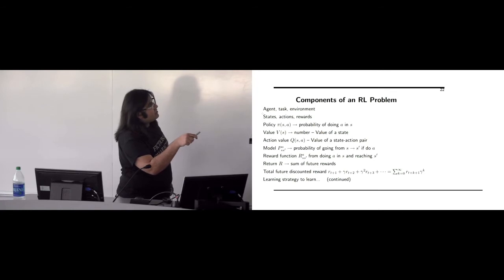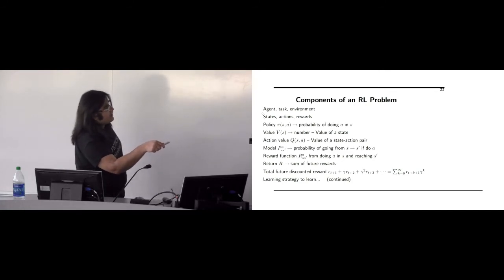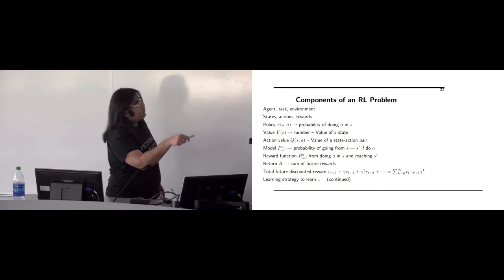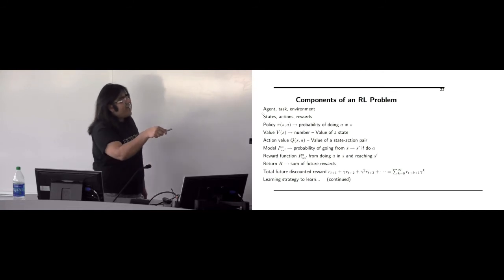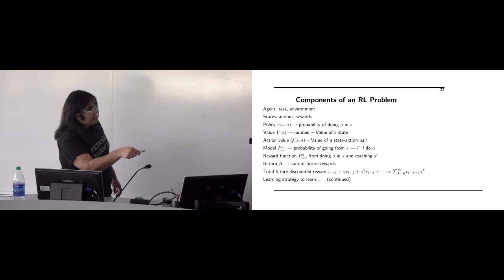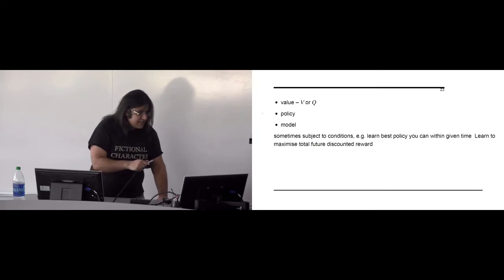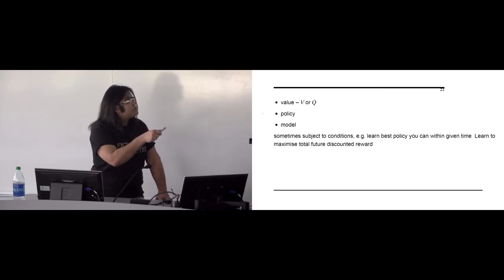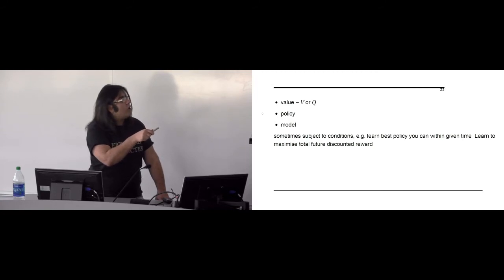We know the state value function. We know the action value function. We know about model. Model in general is both P and R. The transition probability P is the probability of going from state S to S prime if we do A. The reward function R is the reward from doing A in S and reaching S prime. We already know what it is. Return is the discounted sum of future rewards. Total future discounted reward is also another notation. We denoted it by rho, if you recall from the previous lecture. And then we need to have a strategy to learn. We'll talk about that for the rest of this lecture. We may have some sort of value function, either state value or state action value.